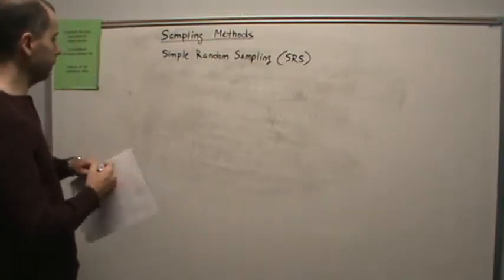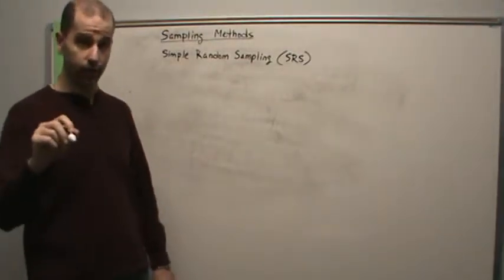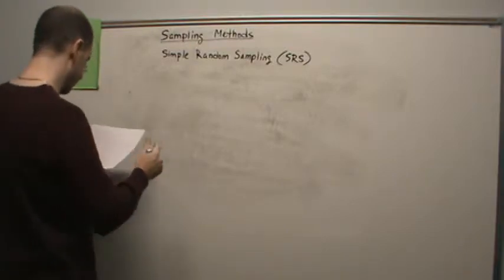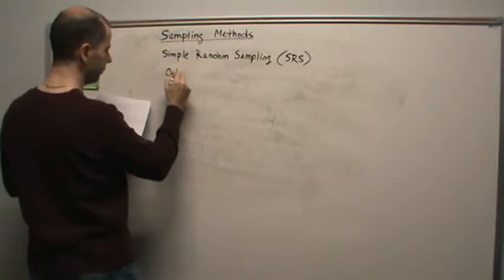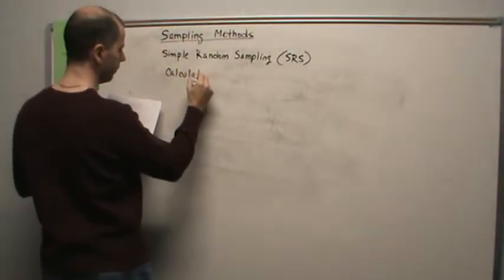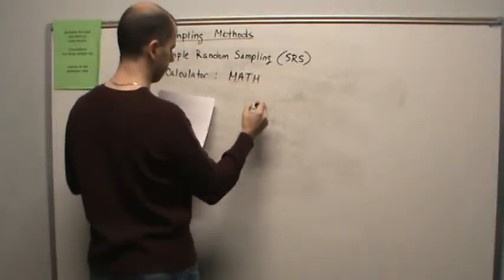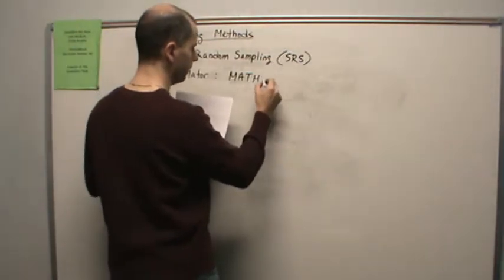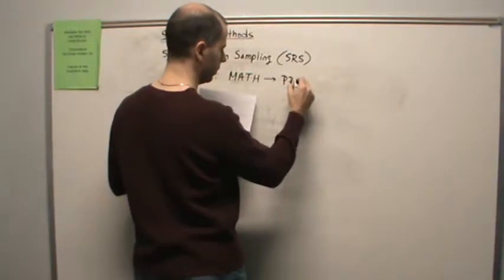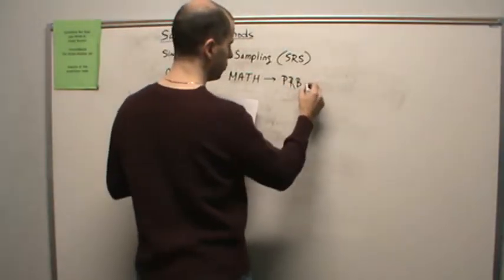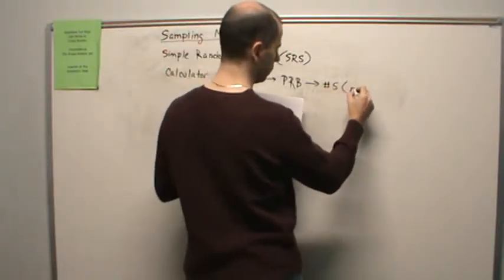Now, on the calculator, a lot of times on the videos or in class, I'm going to show you how to do this on the calculator. The way you would do this on the calculator is very easy. You're going to hit the math key, and then go over to the PRB probability menu, and then choose number 5 on the menu, which is randint.